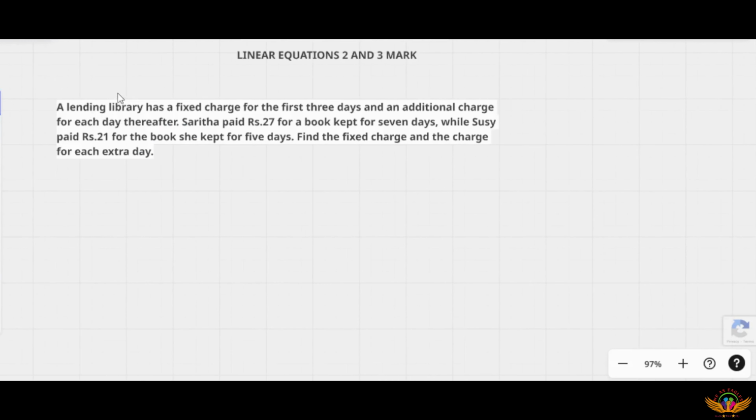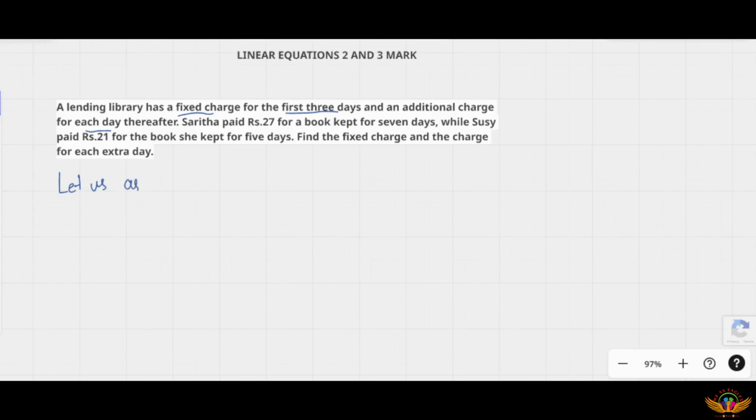So that is the first question that we have done regarding the elimination method, and this is the second question. Here also they asked us to do it through elimination only. Let us first read the question carefully. A lending library has a fixed charge for the first 3 days and an additional charge for each day. So they are giving a fixed charge for the first 3 days. We don't know what the fixed charge is.